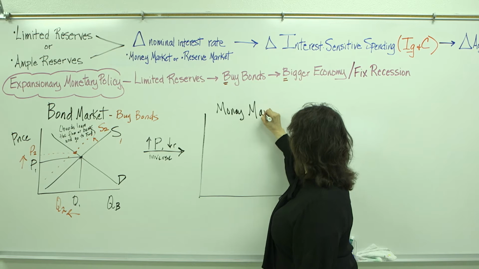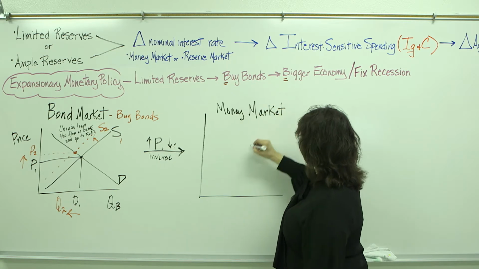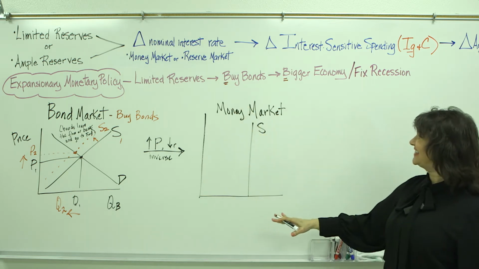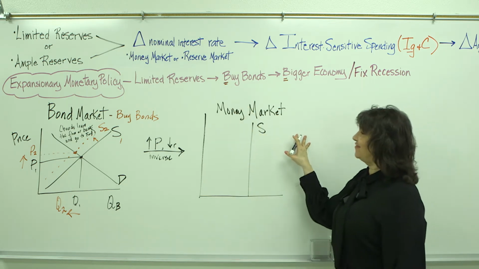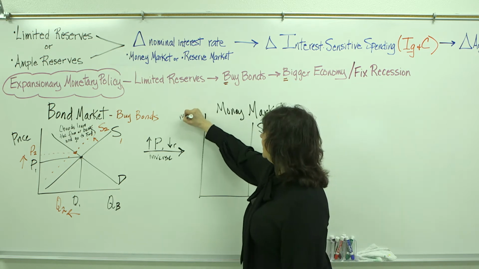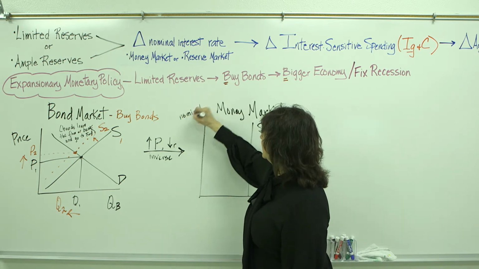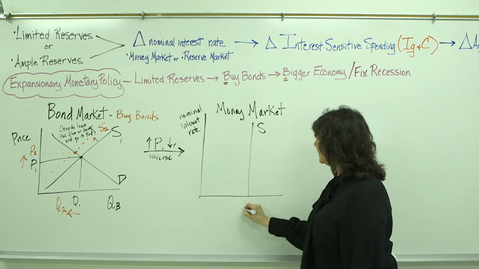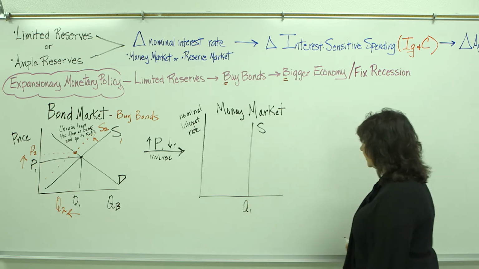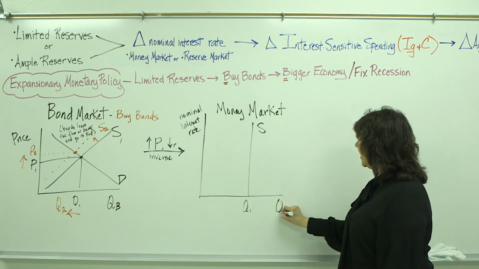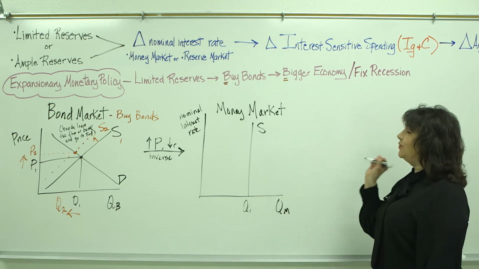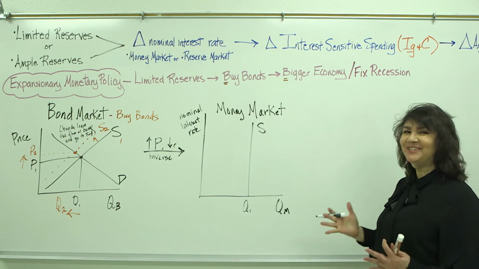Remember, in the money market, you have the vertical supply curve because there's never a relationship between the y-axis and the supply of money. Remember that we label the y-axis the nominal interest rate. This then remains fixed unless the Federal Reserve changes it.